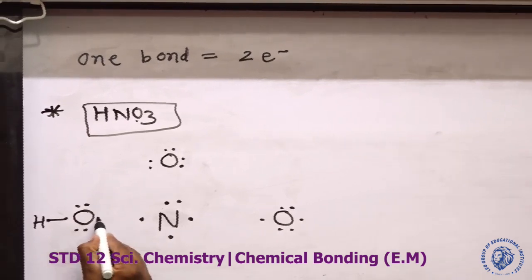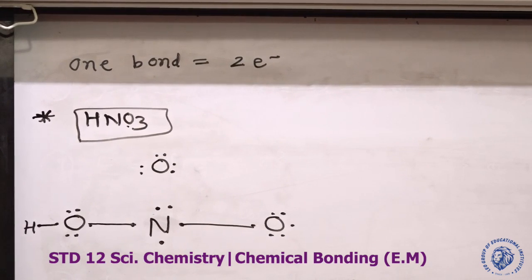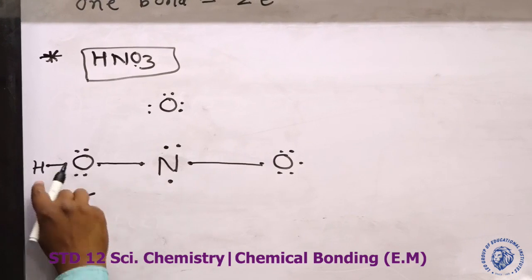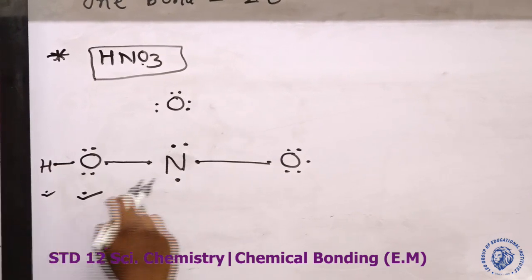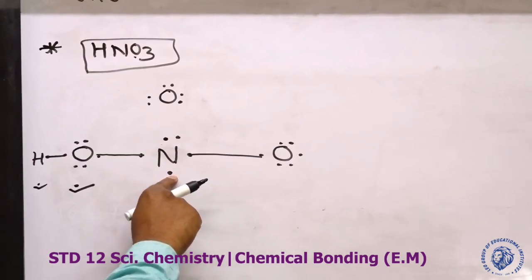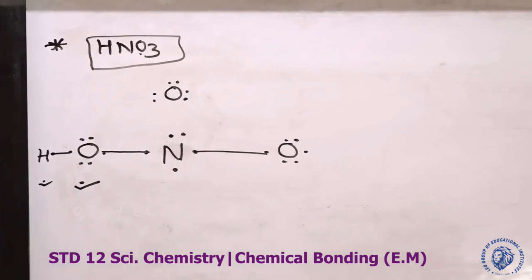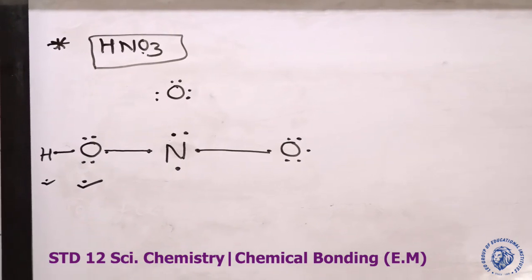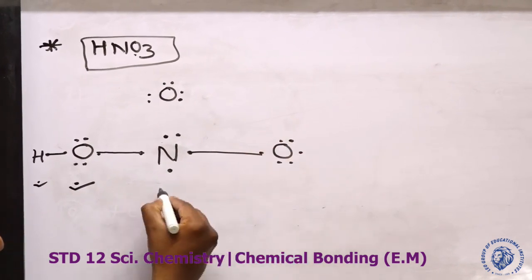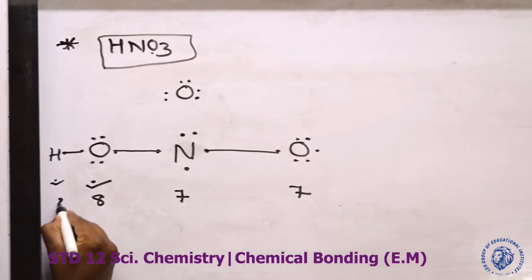Likewise, oxygen and nitrogen. This oxygen completed its octet: 2, 4, 6, 8. Octet completed. Nitrogen has only 2, duplet completed. This nitrogen has 2, 4, 5, 6 and 7, octet incomplete. Again 2, 4, 6 and 7, incomplete octet. Both have only 7 electrons. This has 8 and this has 2.